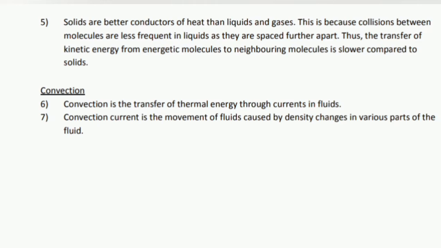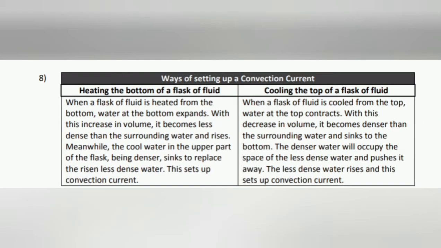Convection. 6. Convection is the transfer of thermal energy through currents in fluids. 7. Convection current is the movement of fluids caused by density changes in various parts of the fluid. Ways of setting up a convection current: heating the bottom of a flask of fluid, cooling the top of a flask of fluid. When a flask of fluid is heated from the bottom, water at the bottom expands.